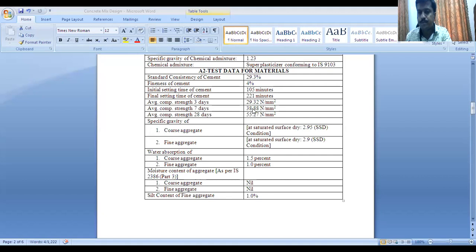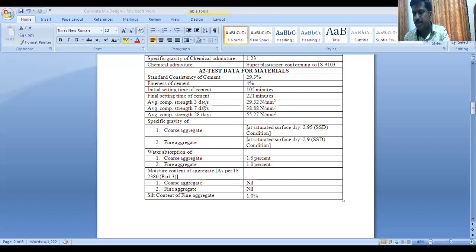Please remember it. Then after this setting time, your next focus is on the compressive strength. Very important. At the end of 3 days it must achieve 30 to 40% of the strength. At the end of 7 days it must achieve 70 to 80% of the target strength. At the end of 28 days it must achieve 100% of the strength. And if not, you have made some mistake. So that is about the compressive strength.